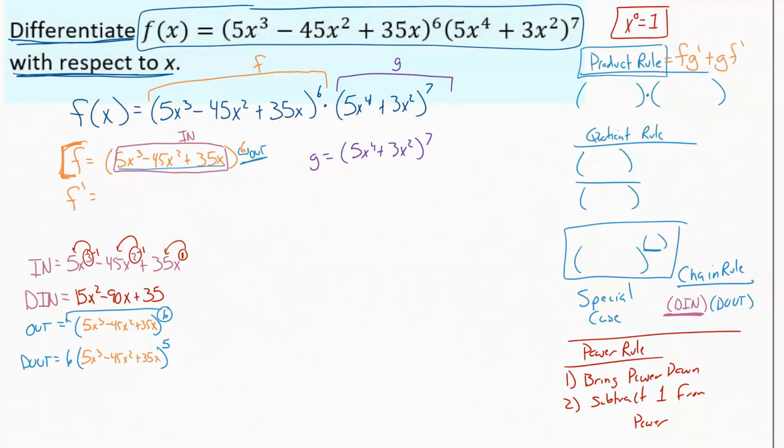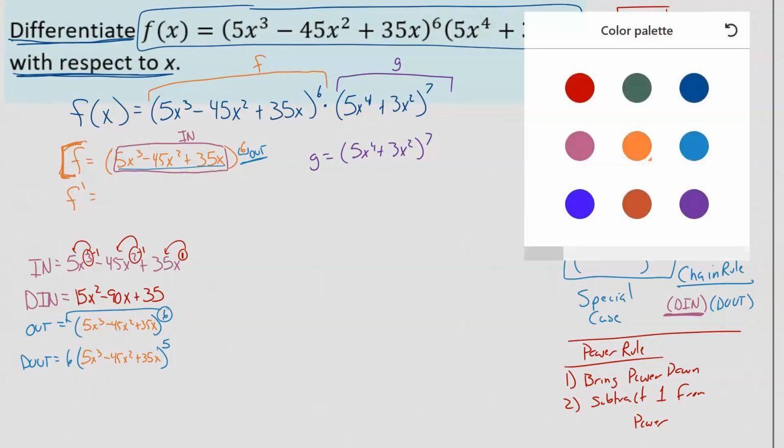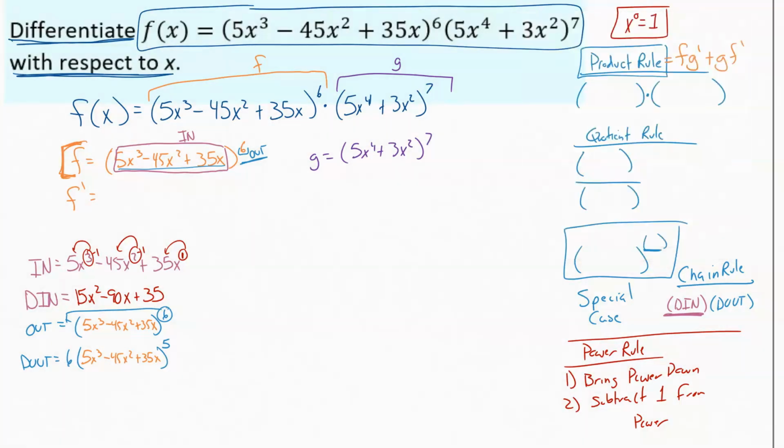And so why did we do that? Well, we did that because we needed to find the derivative of f. We were following our chain rule right here to take the derivative of f. So now, following the chain rule recipe, I take the derivative of the in, the d in. So that's going to be 15x squared minus 90x plus 35.